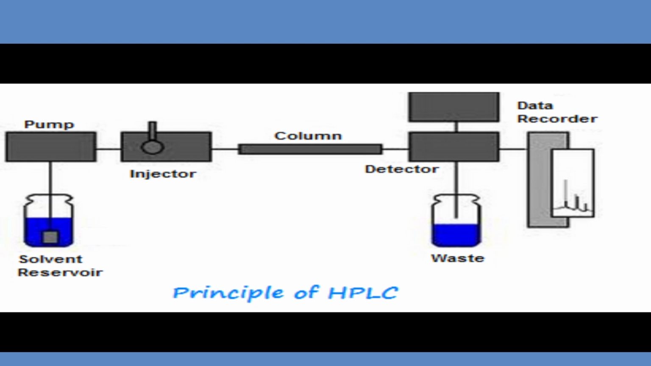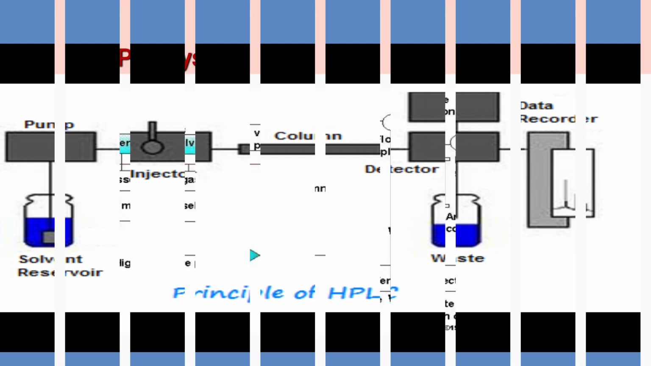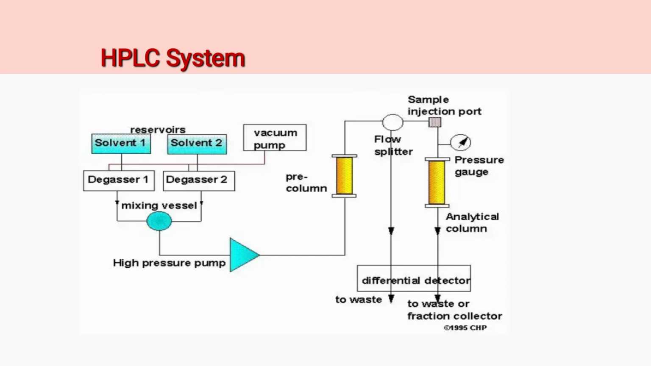Now coming to the column used in HPLC. It is the heart of the HPLC system. Two types of columns are used in HPLC. First one is the normal phase column, which contains normal silica gel. Second one is the reverse phase column, which contains octadecylsilane silica gel, or C8 hydrocarbon, which is known as the C8 column.